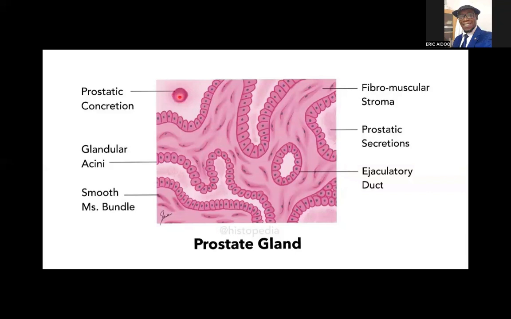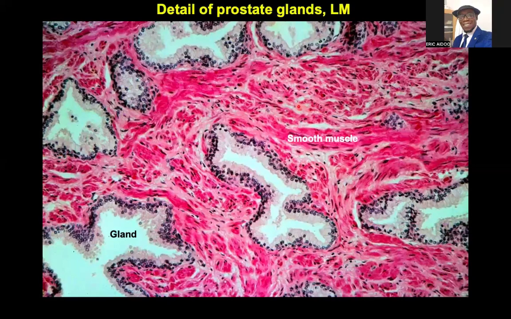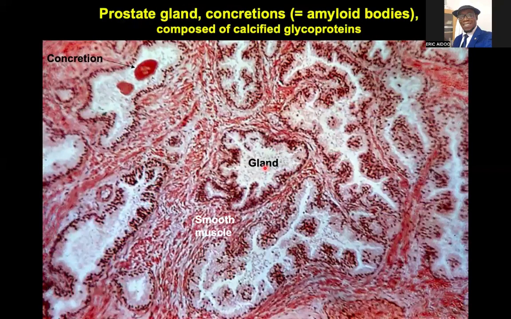That's an example of the prostatic concretion. It's a glandular acinus, because they are spherical, and smooth muscle is also here. You can see the fusiform nature of the nuclei. Then there's the ejaculatory duct, prostatic secretion, fibromuscular stroma. So these are smooth muscles. That is a gland, that's also a gland, and that. Again, this is a gland, that is a gland. Then you have some smooth muscles there. That's a corpora amylacea.